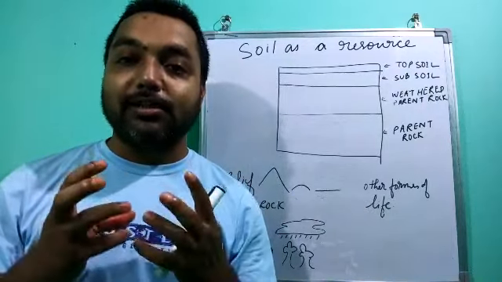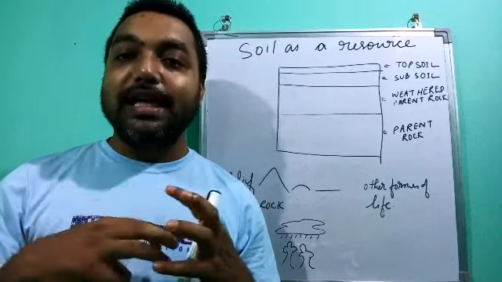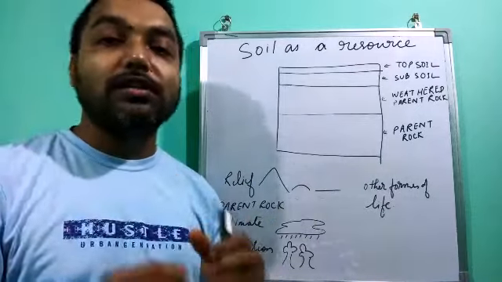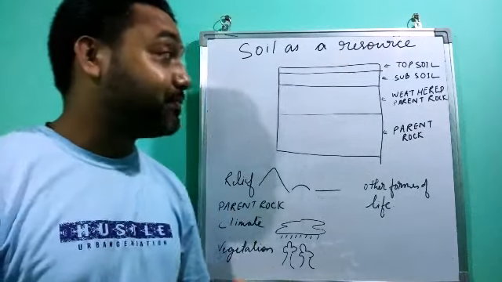Then next is the subsoil. Subsoil has bigger particles of soil, like broken sand, silt, clay, etc., which are a little bit bigger particles of soil. But the topsoil has very fine particles of soil.